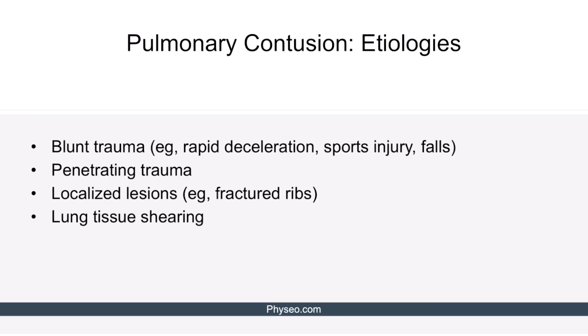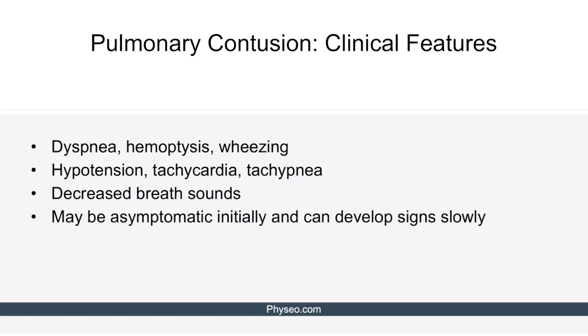Some of the high-yield etiologies of pulmonary contusion tested on boards are blunt trauma due to rapid deceleration, sports injuries or falls, penetrating trauma, localized lesions such as fractured ribs, and lung tissue shearing. Let's move on to a discussion about the clinical features now.